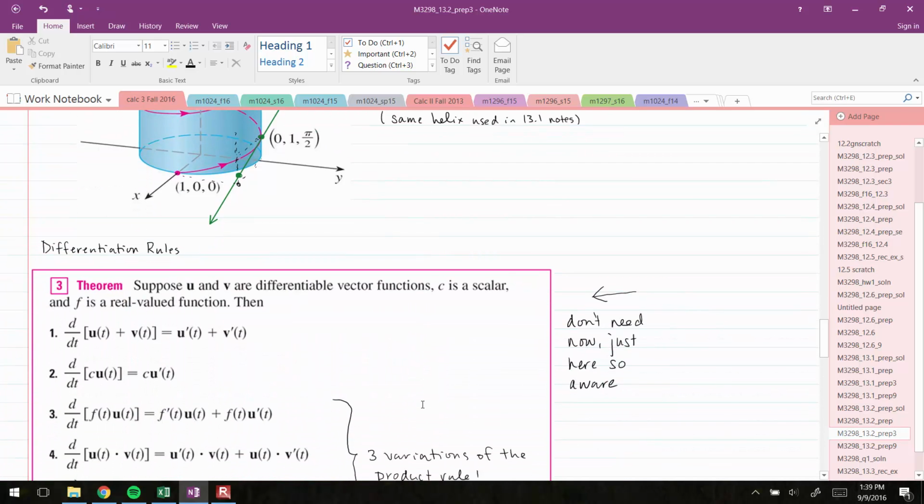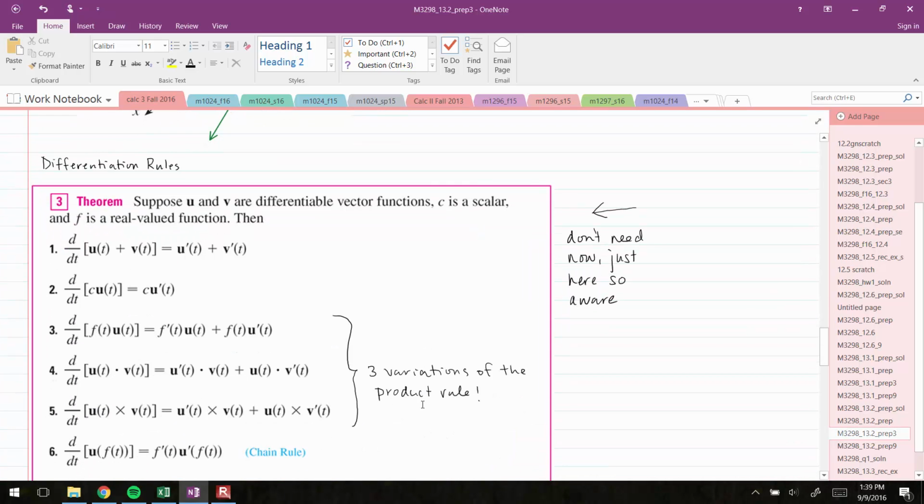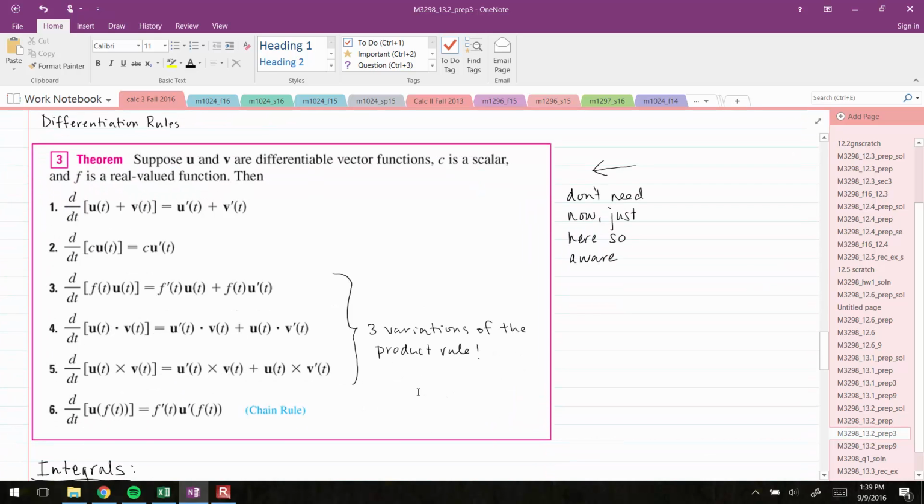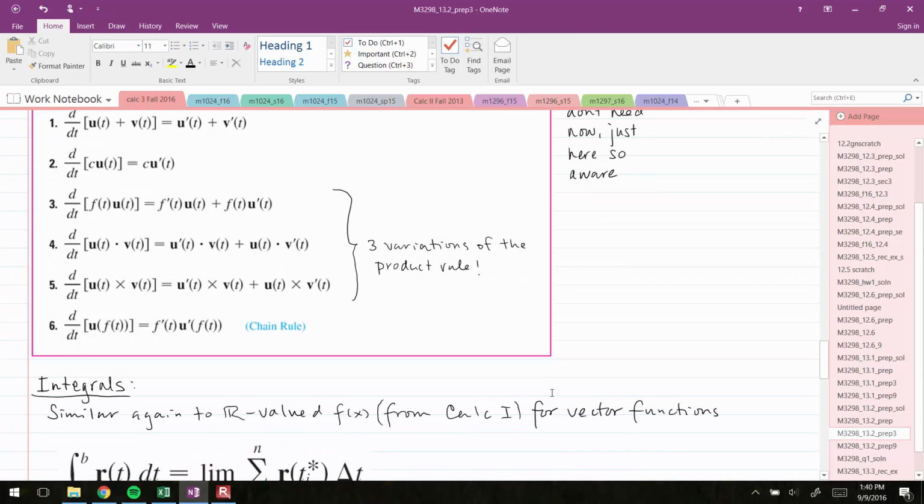I put the differentiation rules in here not to call any attention to it, because we're not going to use them right now, just to be aware. But one really interesting thing is because we have different kinds of multiplication with vectors, we actually have 3 variations of the product rule. Maybe we'll use these later, but for now I just wanted to say, hey, that's cool. And now we can move on.